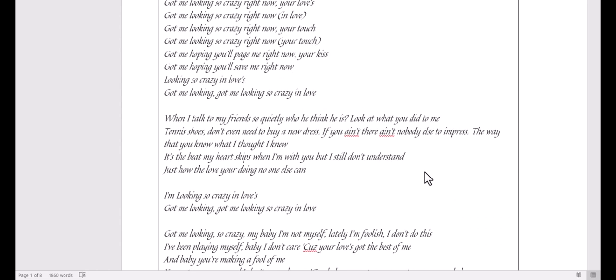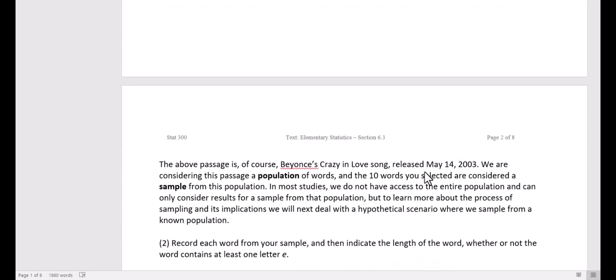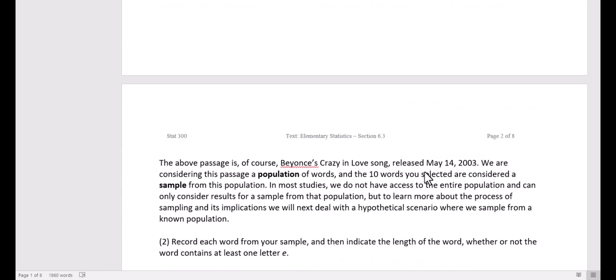And as you read through it, you may have noticed that this is the lyrics to Beyonce's Crazy in Love song, and it was released in 2003. So we're considering this passage a population of words, and the 10 words you selected are considered a sample from that population. So normally we don't get to have the entire population at our disposal.